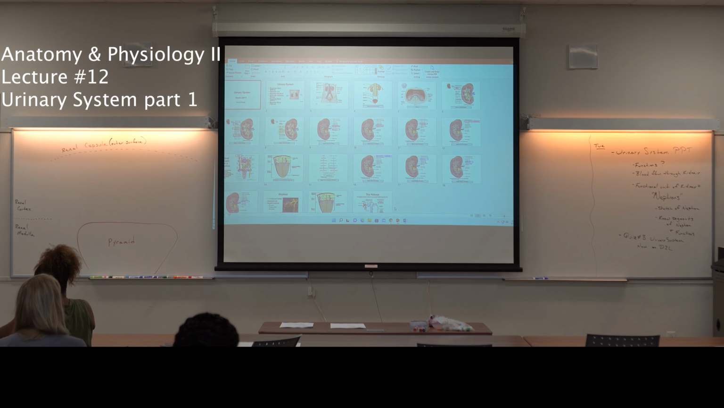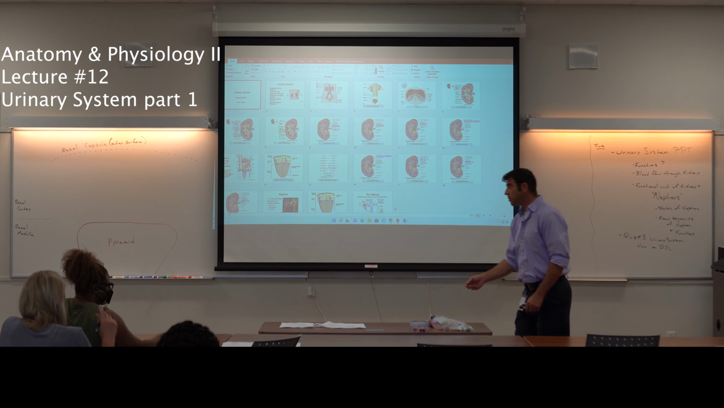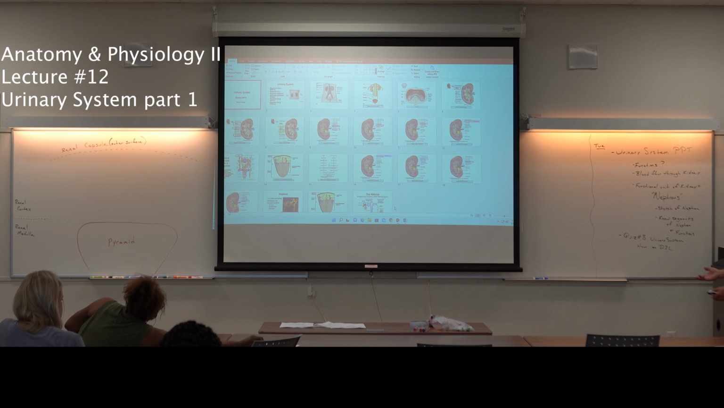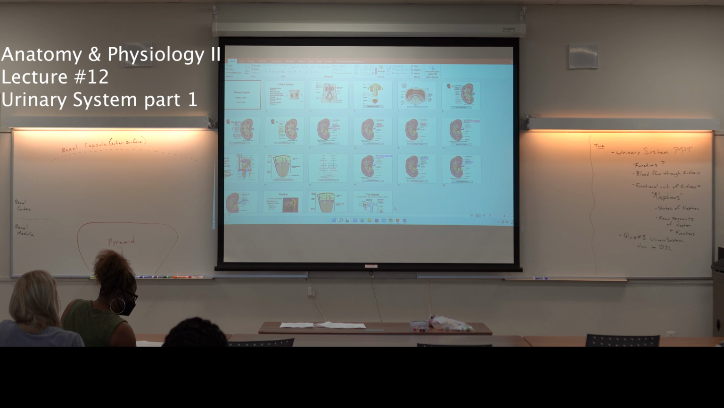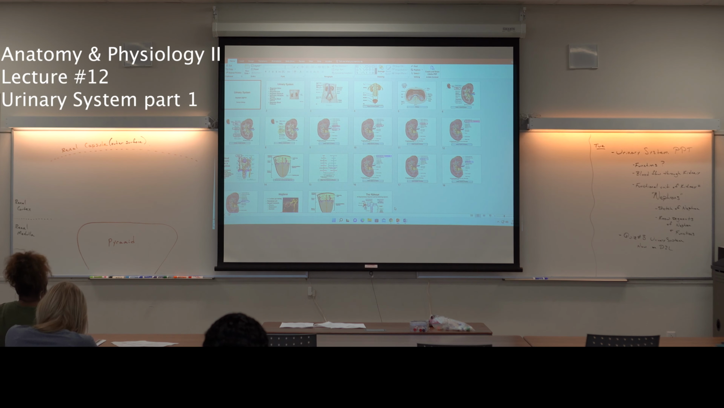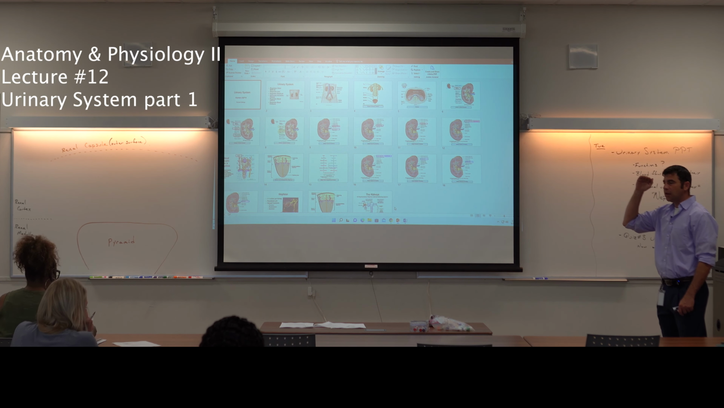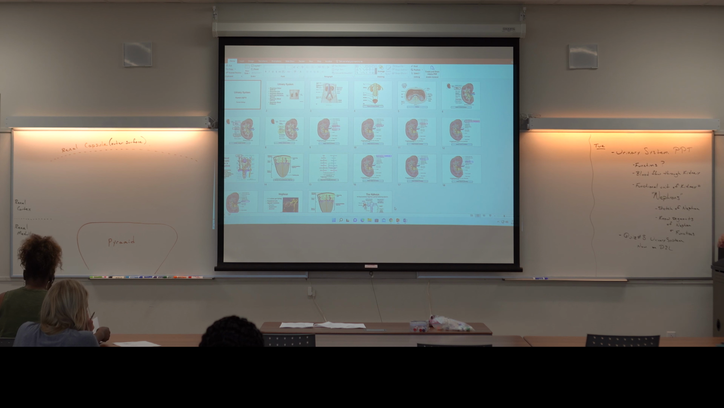So we're going to list the functions of the urinary system, and then we get into an overview of the anatomy. I've started a diagram over there that's going to help us map out the blood flow through the kidney. If you look through your class handout, on the back side of that first page, page 2, you've got a flow chart of the blood flow through the kidney.